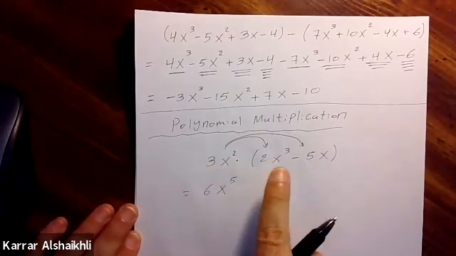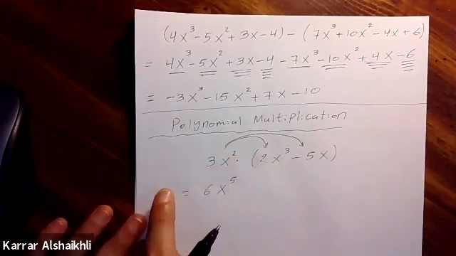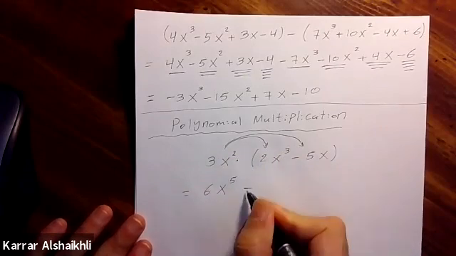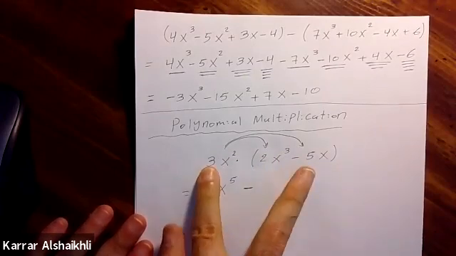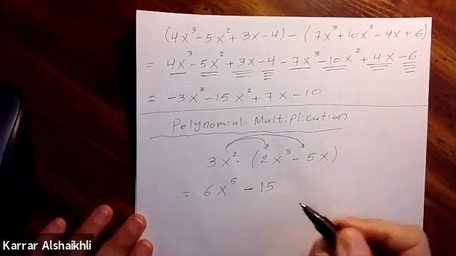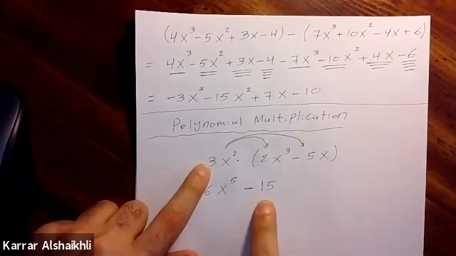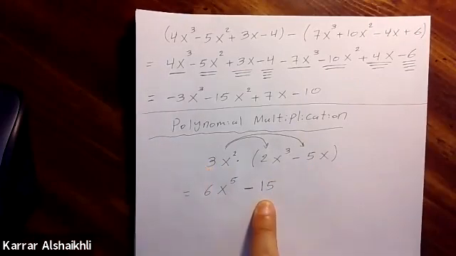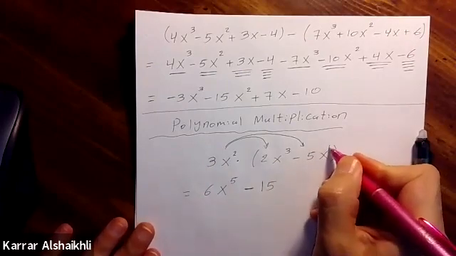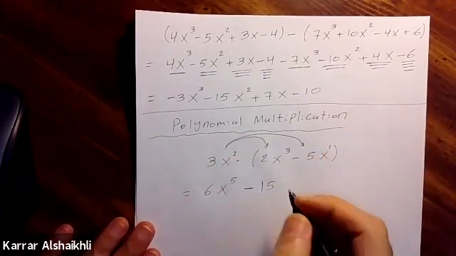I'm multiplying the first one with the first one. Multiply the numbers, add the exponents. Here's the minus. 3 times 5 is going to be 15. Why? Because we're multiplying the numbers. 3 times negative 5, negative 15. Add the exponents. I already know there's no exponent here, that's been 1. So 2 plus 1 is going to be 3.